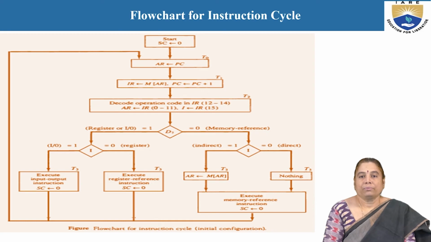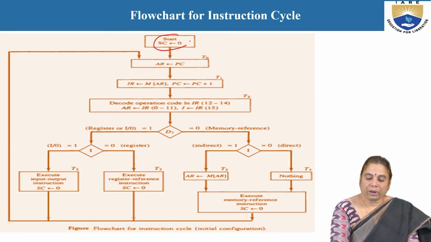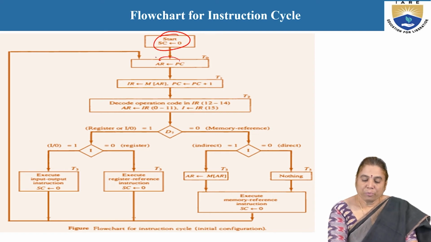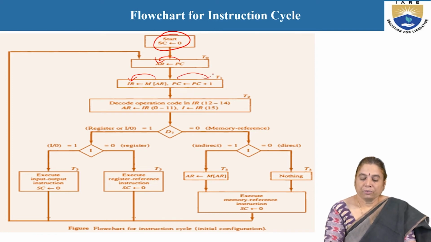Now the flow of the execution of the instruction cycle has to be represented here. At the start, the sequence counter is initialized to 0. Here the PC is moved to the address register. Next, the address register content is moved to the IR. Here this is the fetch cycle. The instruction is stored in the IR and the PC points to the next instruction. So this is the fetch cycle.